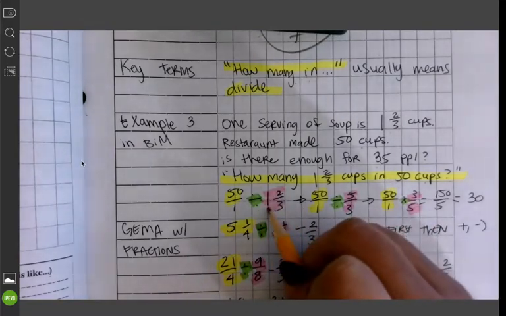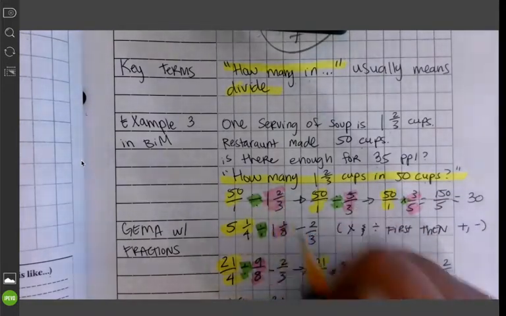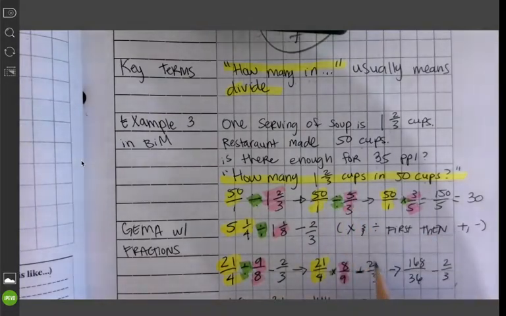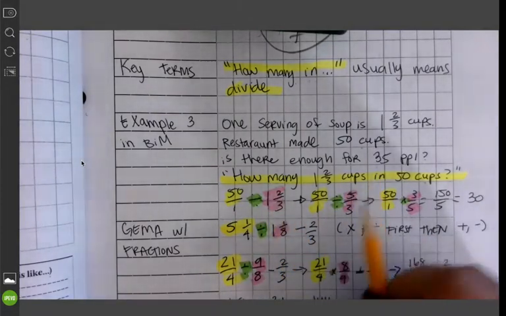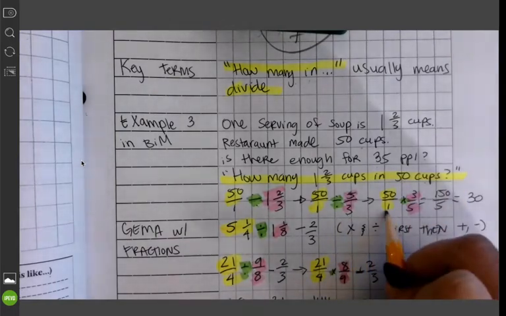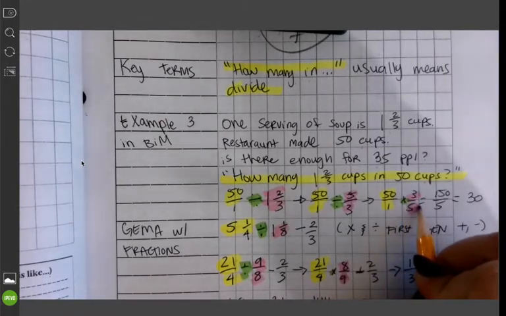You cannot do 1 2/3, so we have to turn that into an improper fraction. 3 times 1 is 3. 3 plus 2 is 5. So I have 50 over 1 divided by 5/3. I converted that to an improper fraction. Now we keep, change, flip. Keep the first number. Change the division to a multiplication. Flip the second number. The second one was 5/3. Now it's 3/5. Now let me multiply across.